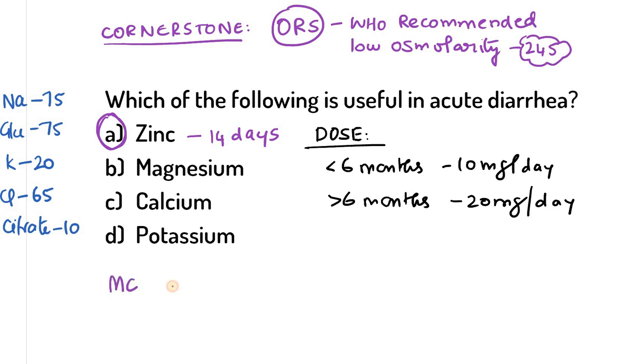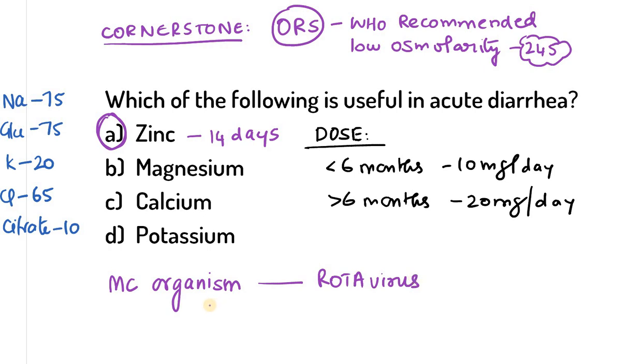Which is the most common organism associated with diarrhea? In pediatric population, it is going to be rotavirus. And diarrhea is also common in pediatric population only, right? So that is why overall also most common organism is rotavirus.